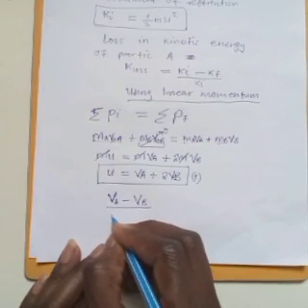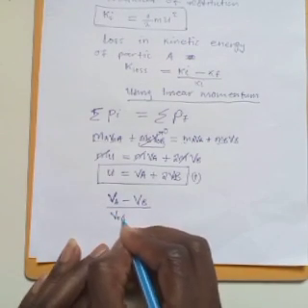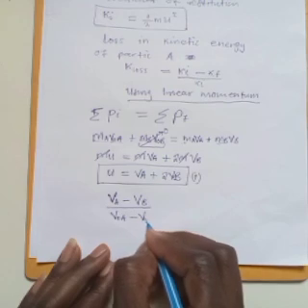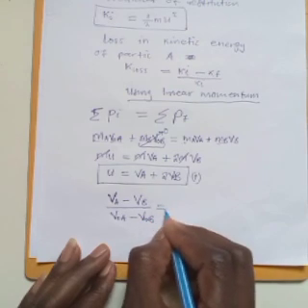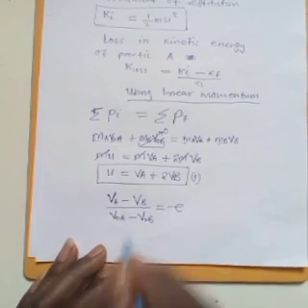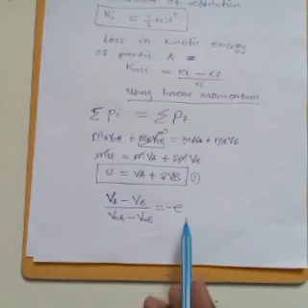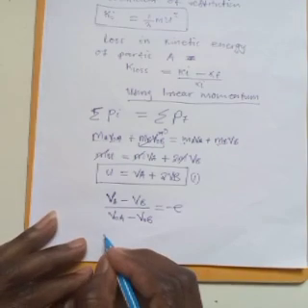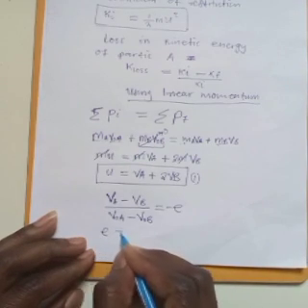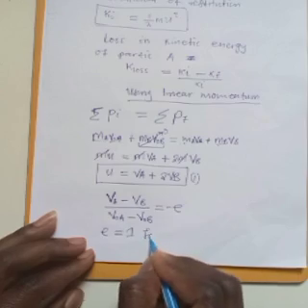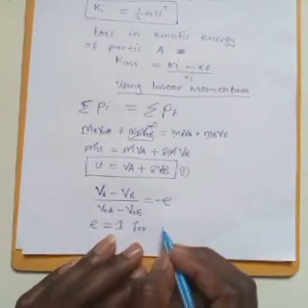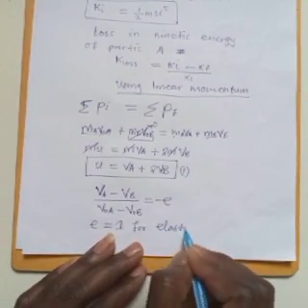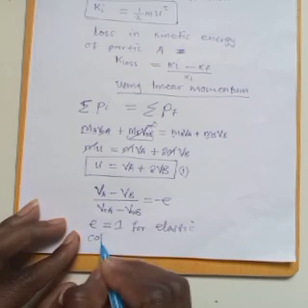So this formula goes like this. You say V initial of A minus V initial of B has to be equal to negative E. We are saying if this type of collision is what we call elastic collision, automatically the value of E here has to be equal to 1. So you say E has to be equal to 1 for elastic collision.